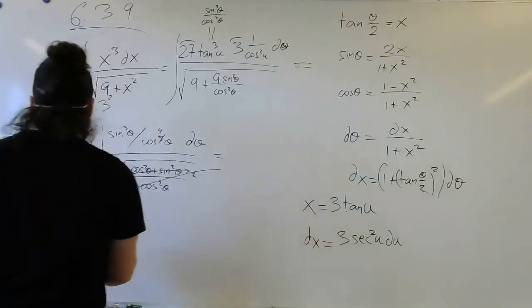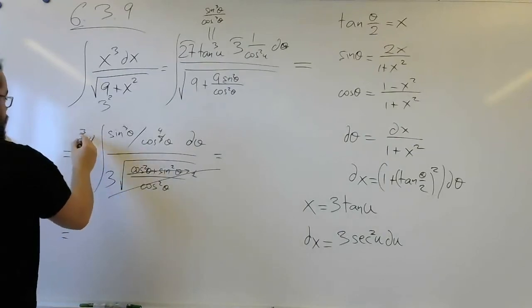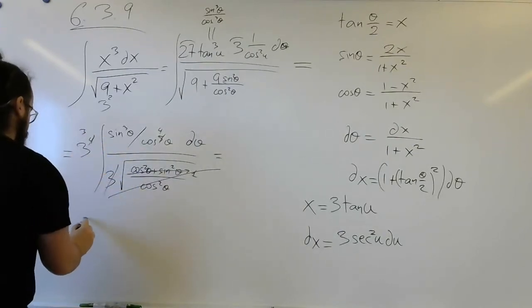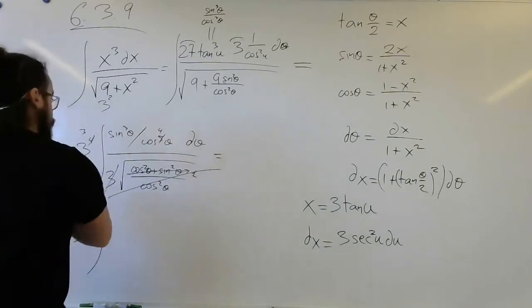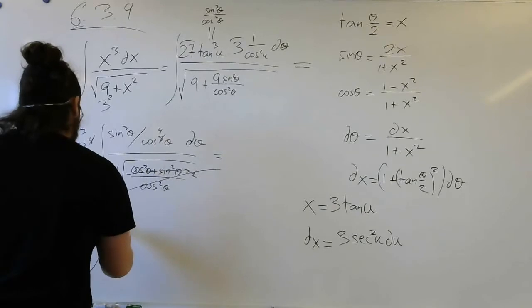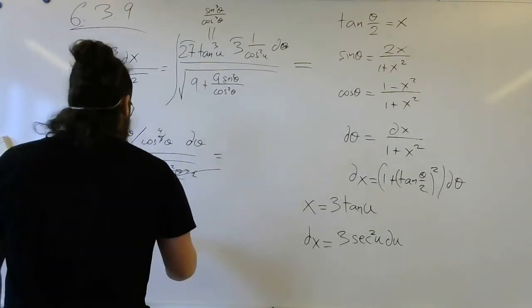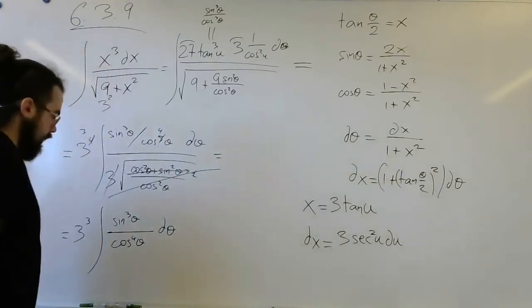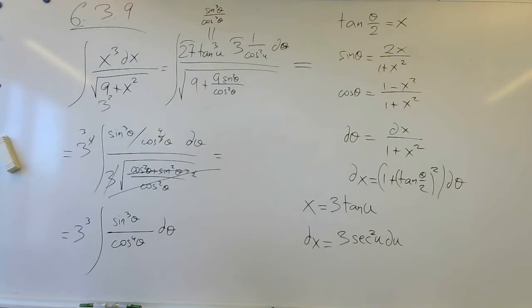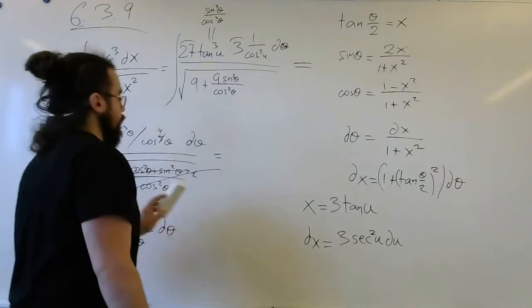So now we can write this integral as sine cubed divided by cosine to the power 4, since that thing cancels over there. And let's face it, it doesn't look too good, right? Let's see what we can do here.